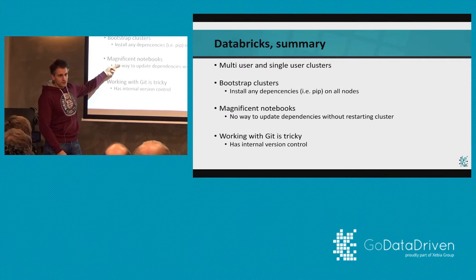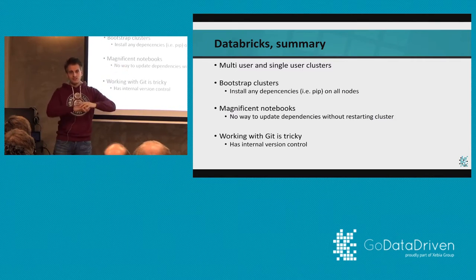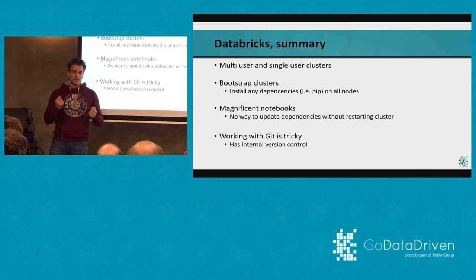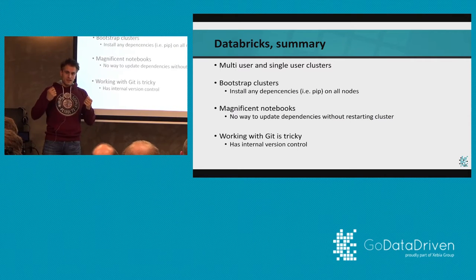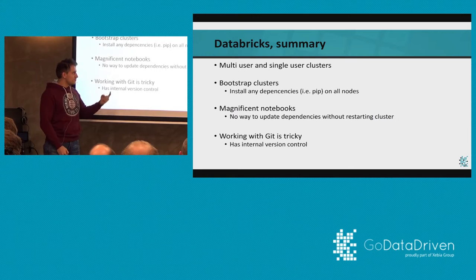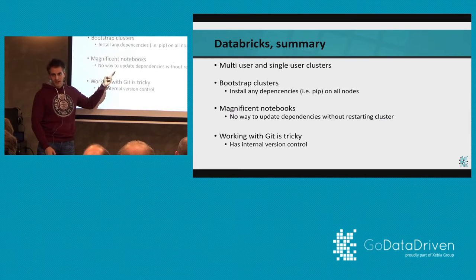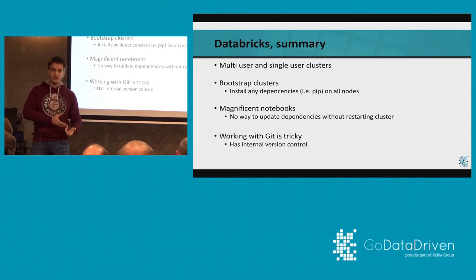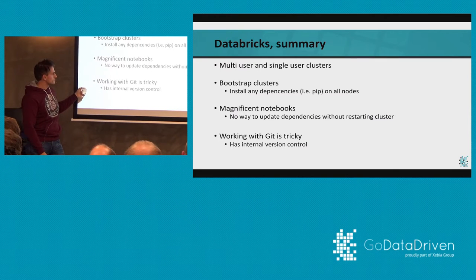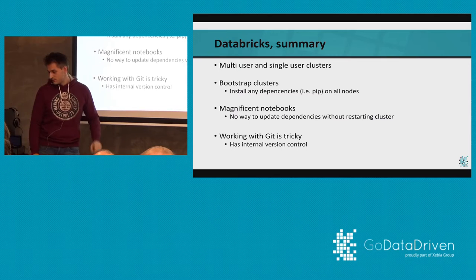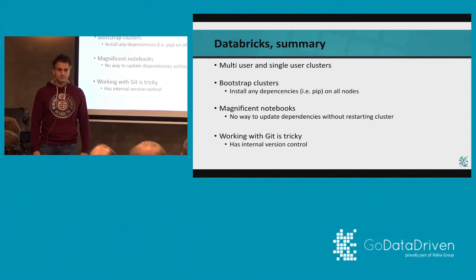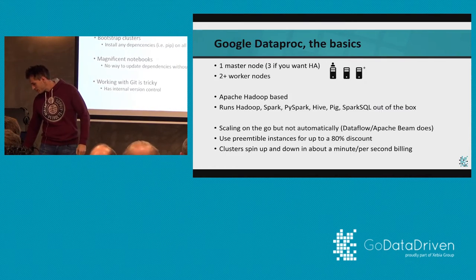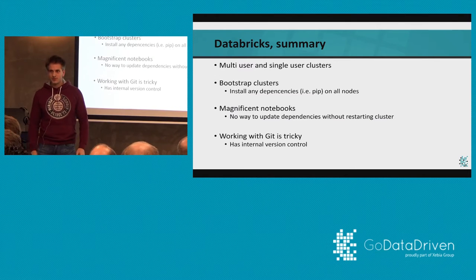But if you need to update dependencies, for example, if you have written this amazing library and you want to inject it into the cluster, you have to restart it, whereas with Jupyter, you don't have to. As I said, working with Git is a bit tricky, but it has internal version control. So I think that's about it at Databricks.